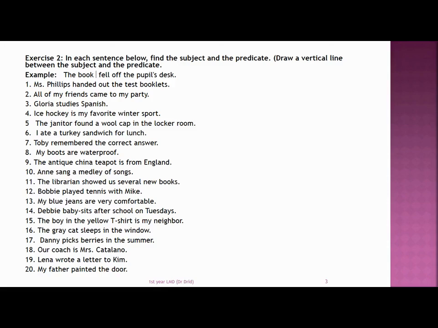3. Gloria studies Spanish. The verb studies. Then the predicate studies Spanish. The subject is Gloria and the predicate is studies Spanish. You continue in the same way. Always try to find the verb. This is the key to answer this exercise.